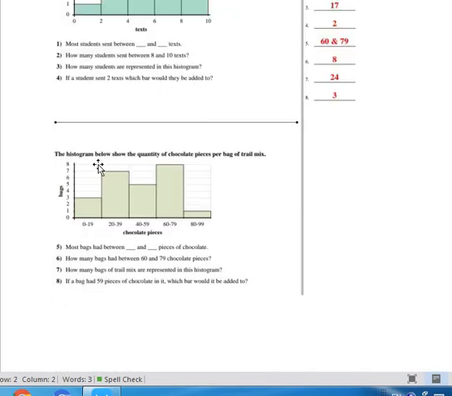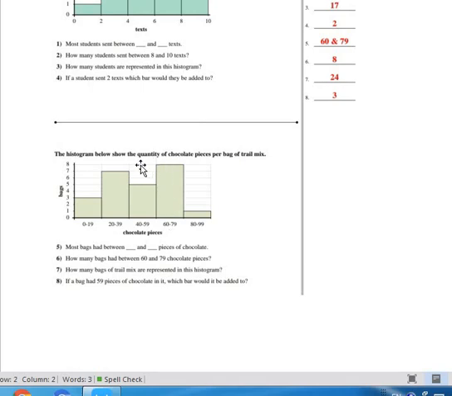Here I have the histogram below, showing the quantity of chocolate pieces per bag of trail mix. So I have the bags and the chocolate pieces. From 0 to 19 I have 3, from 20 to 39 I have 7, and so on. Most bags had between what and what pieces of chocolate? Most bags, I look for the highest bar, which is from 60 to 79.